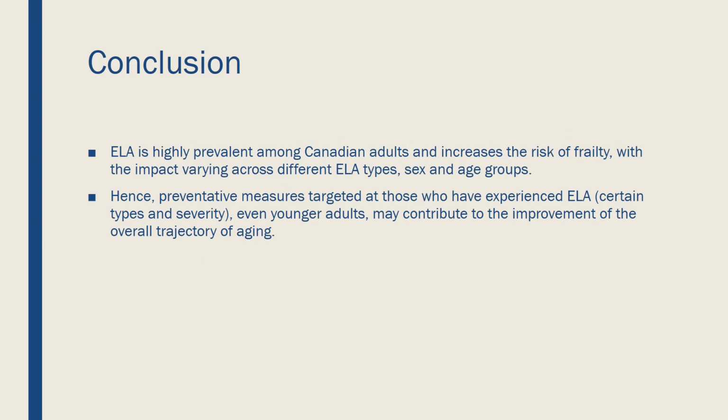In conclusion, early life adversity, as found in our study, is highly prevalent among Canadian adults, and it increases the risk of frailty, with the impact varying across different adversity types, sex, and age groups. Hence, preventative measures targeted at those who have experienced early life adversity of certain types and severity, even younger adults, may contribute to the improvement of the overall aging trajectory.